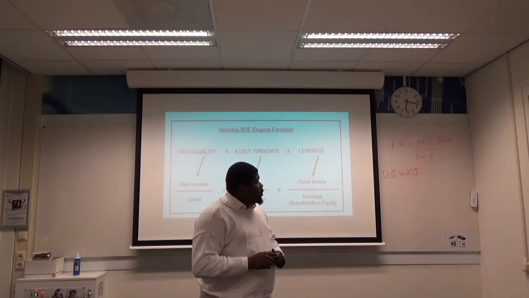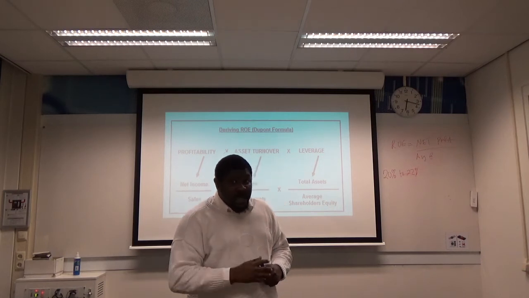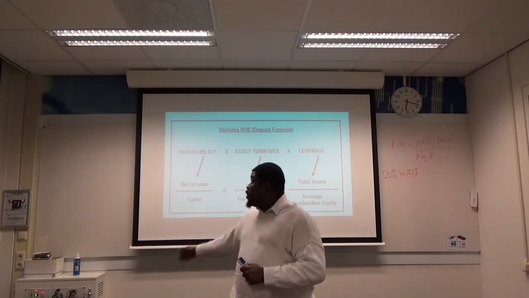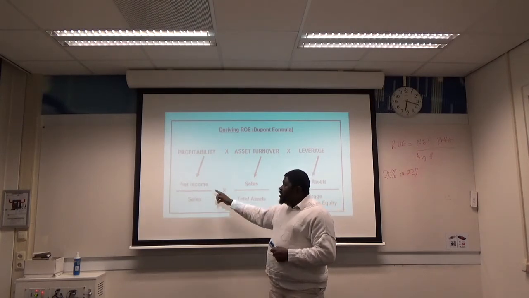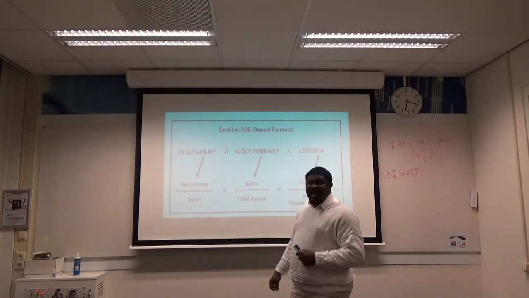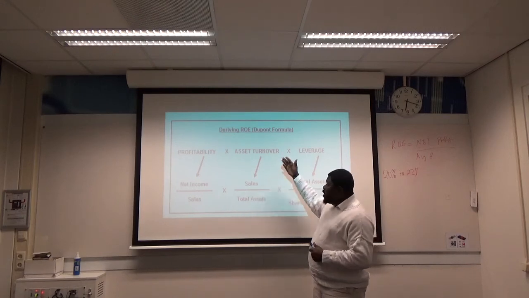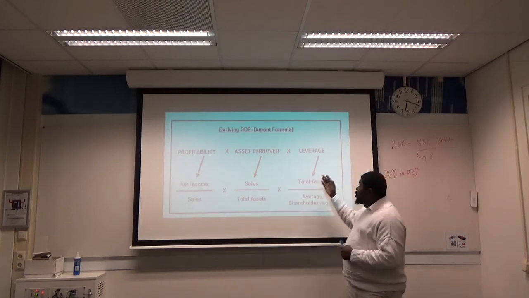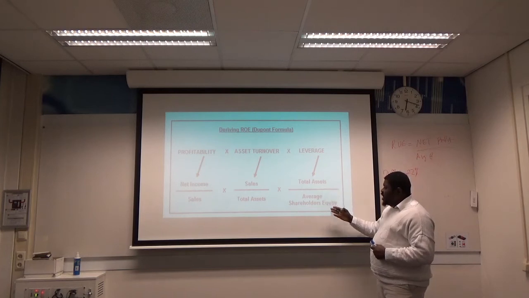I mentioned already that the DuPont executives decided to break the ROE into three constituent parts. As you can already see here, the first constituent part is profitability, where we have the net income divided by sales. The second constituent part is the asset turnover, about operational efficiency, where we have the sales over total assets. And the third constituent part is the total assets divided by the average shareholders' equity.